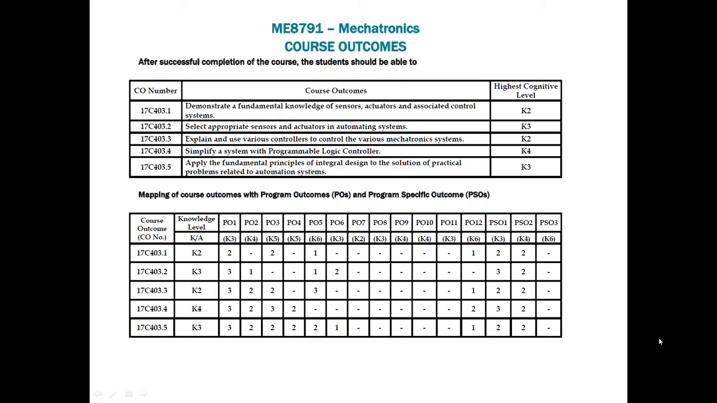And the fifth unit applies the fundamental principles of integral design in practical problems related to automation systems. So these are the 5 COs in the mechatronics subject. The next tabular column is the mapping of course outcomes with program outcomes and program specific outcomes.